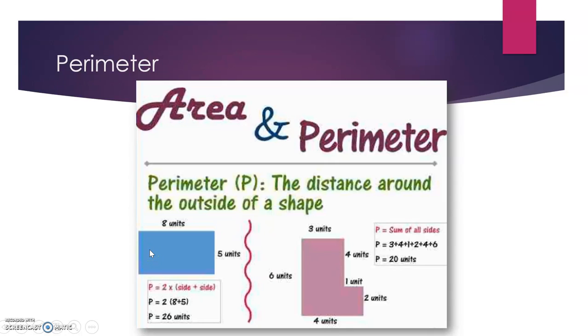So all we have to do is count the outside. 8 plus 5 plus 8 plus 5. So we add that all together and we get a total of 26 units. Let's have a look at the example on the right hand side. Same deal, all we have to do is measure the outside of the shape. So in this particular scenario, we have 3 units plus 4 units plus 1 unit plus 2 units plus 4 units plus 6 units. We add them all up, we have a total of 20 units as being the perimeter for this particular shape.